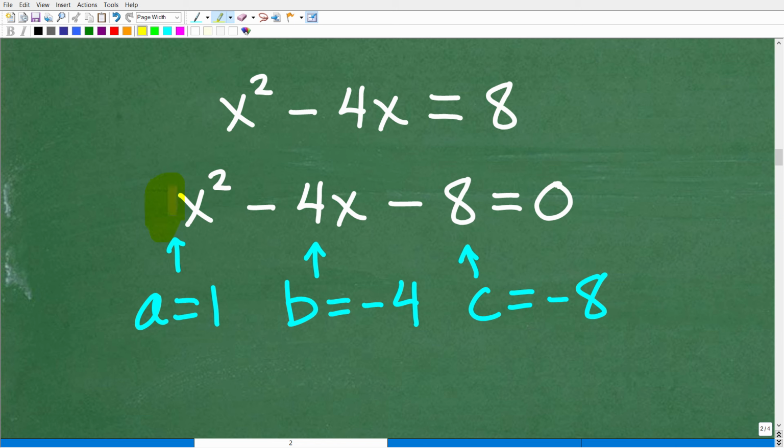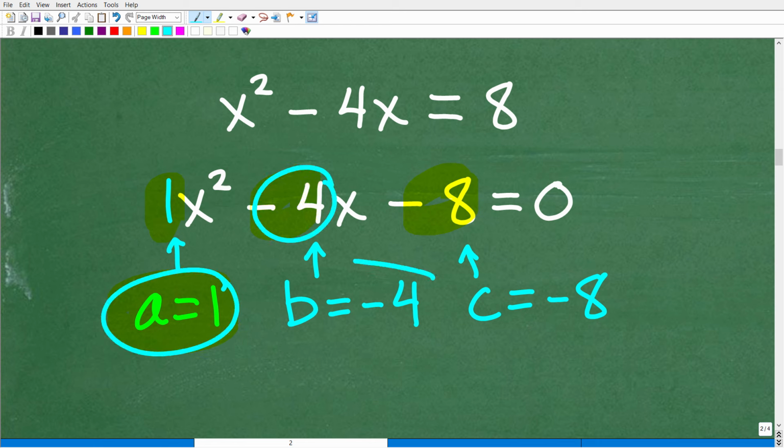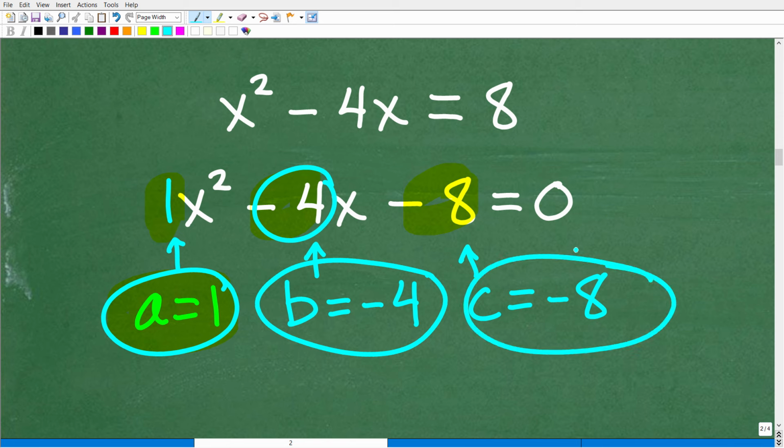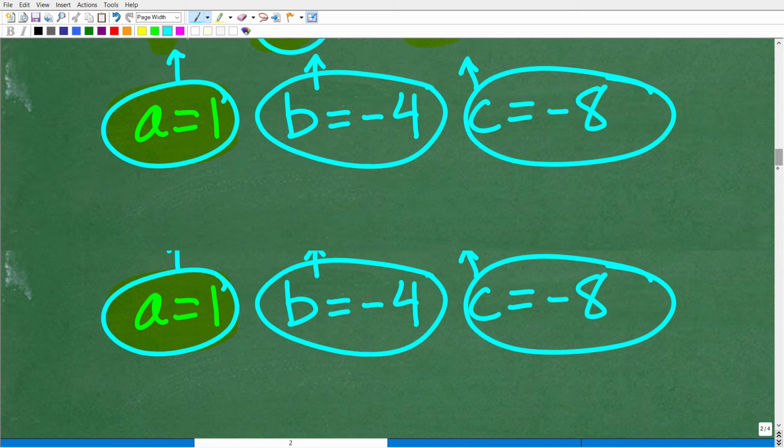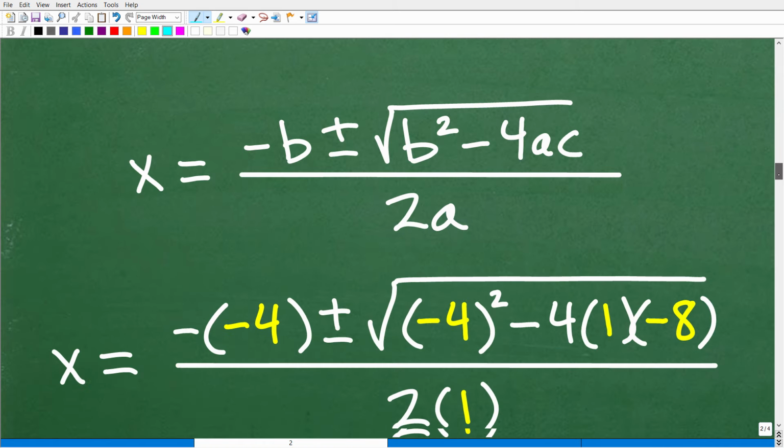Now the coefficients here are the a, b, and c values. In front of the x squared is 1. You don't see it, but there really is a 1 right there in front of the x squared. So a is equal to 1. Negative 4 right here is our b, and our constant value, negative 8, is our c. Now with a, b, and c, we can plug these right into the quadratic formula.